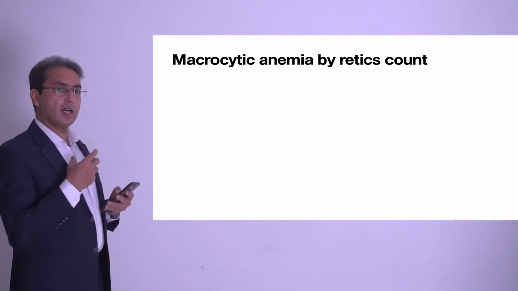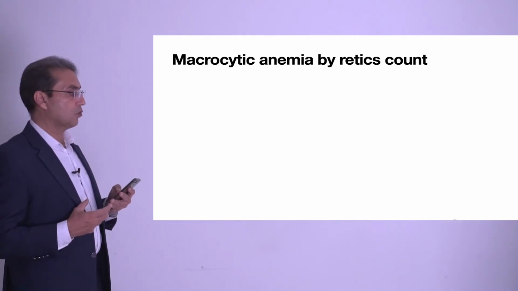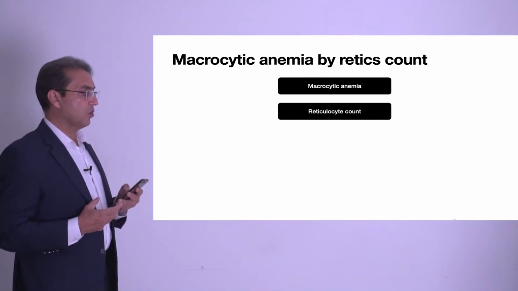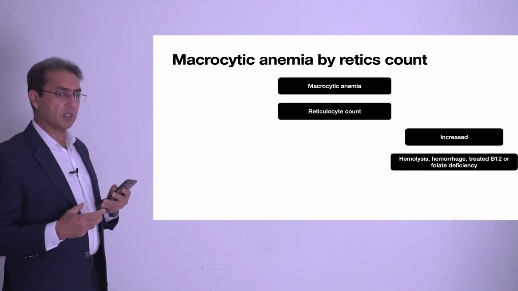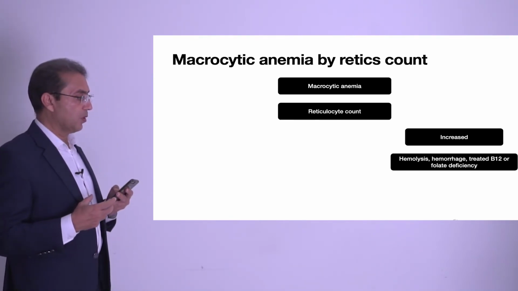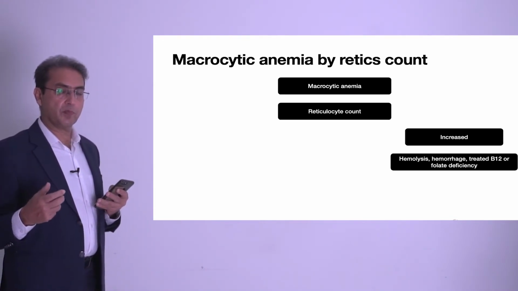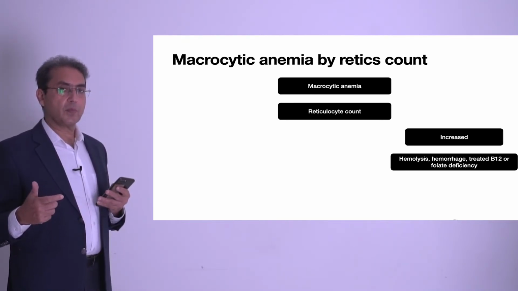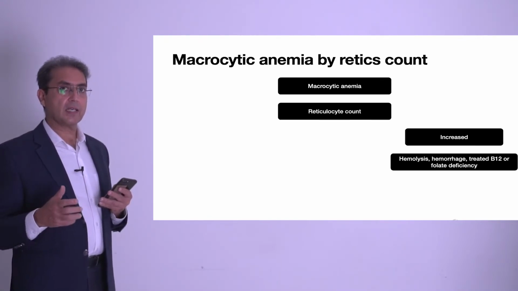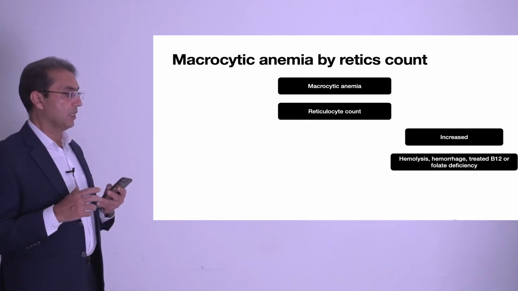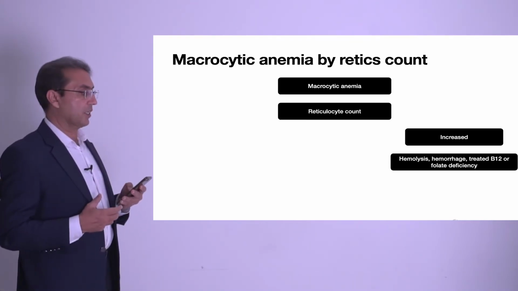And then next, if we get macrocytic anemia, this can again be worked up based on the reticulocyte counts. If there is macrocytic anemia, we go for the reticulocyte count. If the reticulocyte count is increased, this may be because of hemolysis, hemorrhage, or treated B12 or folic acid deficiency. Because when you treat folic acid or B12 deficiency, the new RBCs start coming up and a lot of reticulocytes are spilled in the circulation and some of the big cells are also present. So we can see this could be treated B12 or folic acid deficiency if the reticulocyte count is high.